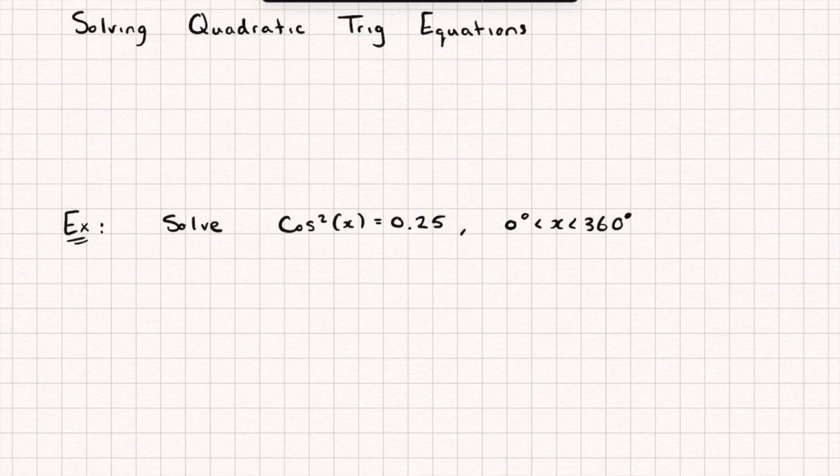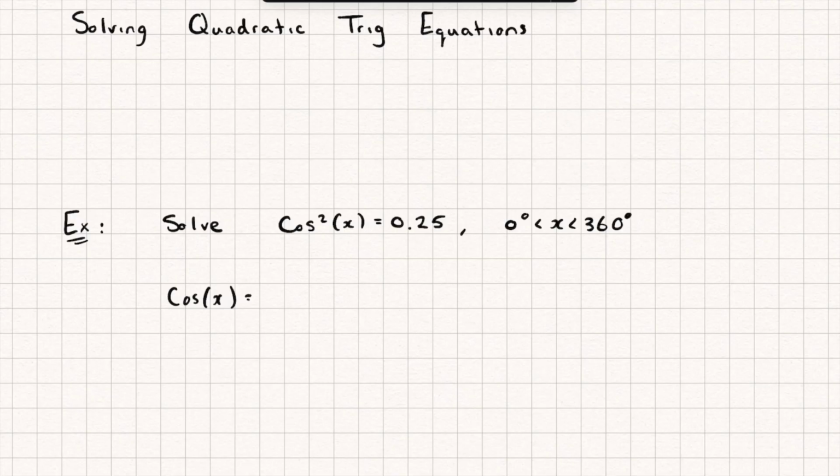Now there's actually a really common misconception I see when people solve these types of equations. So the first thing you want to do is make just cosine of x the subject, and we're going to do that by square rooting both sides. So that's going to give me cos of x equals, well, what's the square root of 0.25? Well, that's just a half.